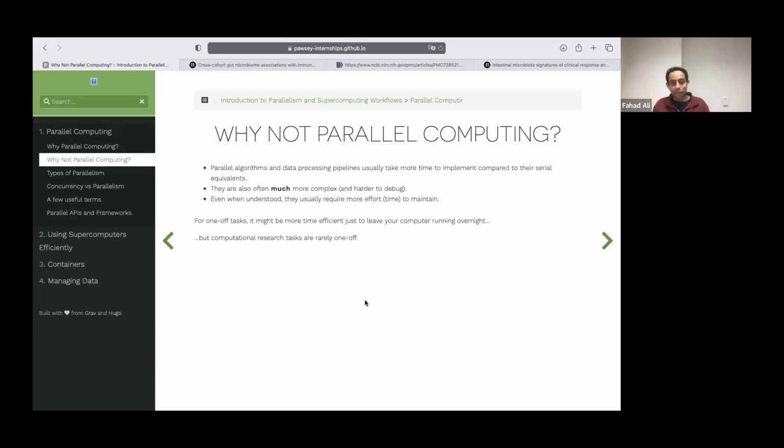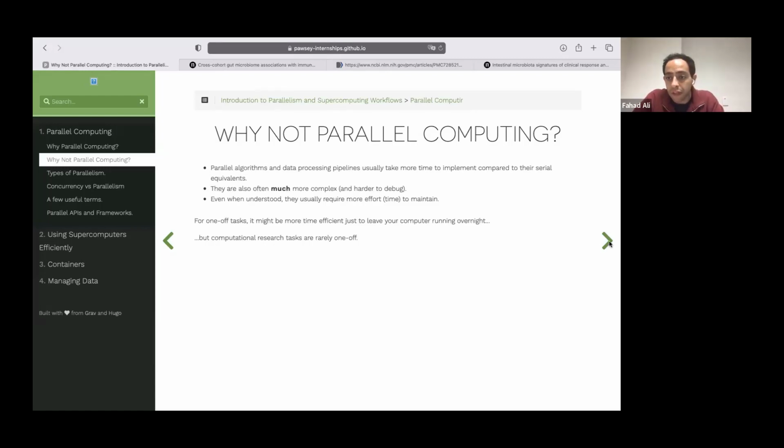That's rarely the case in research. Sometimes our pipelines need to be run multiple times. So rather than having a single script, a serial script running once off that we can just leave for a couple of hours, it might be useful to write a pipeline or an algorithm or a script that is parallelized, that we can run repeatedly and run much, much faster. So that is why we would use parallel computing.